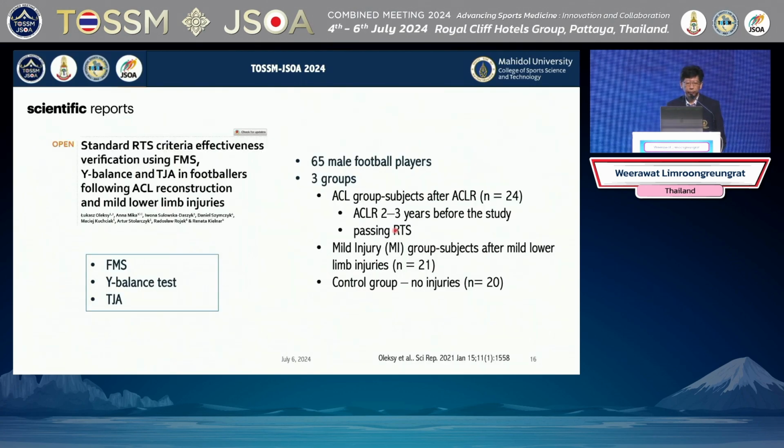Okay. For this test, there's a paper that came out in 2021. They tested the standard return to sport criteria for the FMS, wide balance test and tuck jump in footballers following ACL. They tested 65 males divided into 3 groups. The ACL group was 2 or 3 years out from the injury, so they had passed the return to sport criteria based on the orthopedic doctors, physical therapists and team sport. And then the injury group consists of those with a muscle strain grade 1, and the control is no injury.